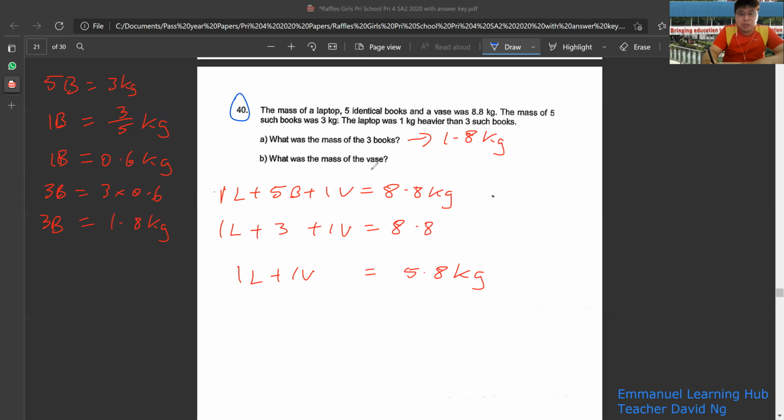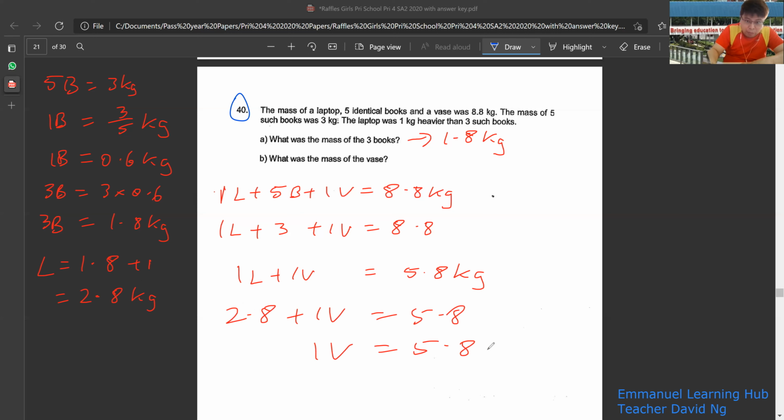So the laptop is 1 kilogram heavier than 3 such books. 1.8 plus 1 is 2.8, because the laptop is 1 kilogram heavier than 3 such books. So this is 2.8 plus 1 vase is 5.8. So 1 vase is 5.8 minus 2.8 equal to 3 kg. Vase is 3 kg.